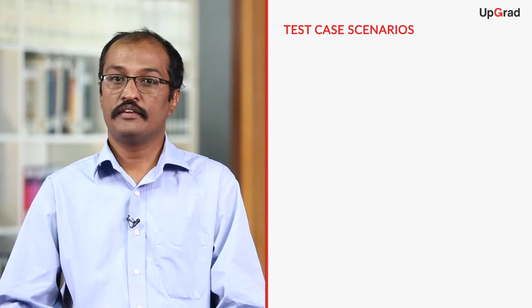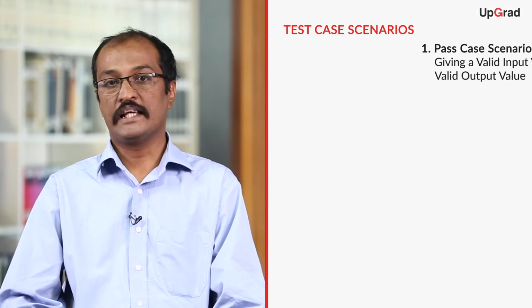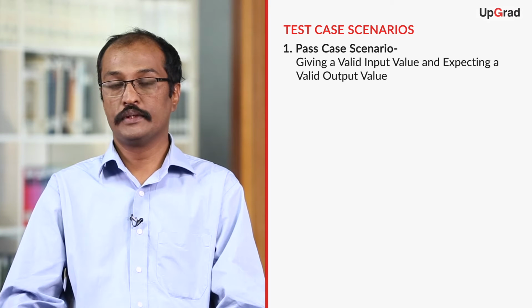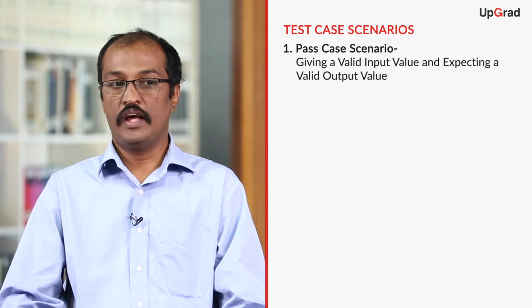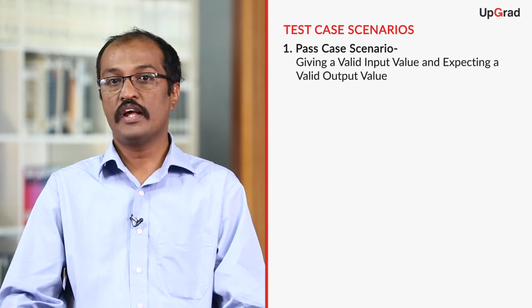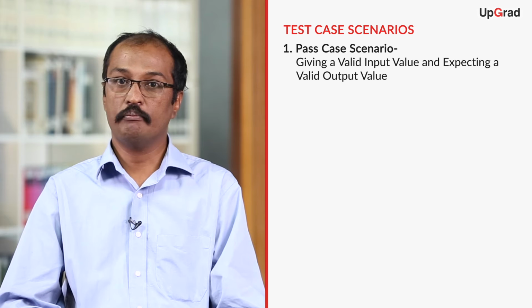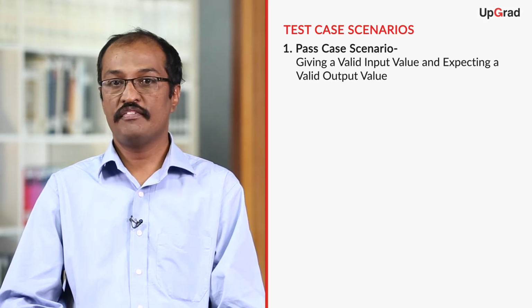When we are doing unit tests, we pass necessary data to the test case in order to execute a test. Based on the type of data that we are passing to the code, we can classify the unit test cases into three types. One is pass case scenarios. Pass case scenarios are where we give a valid input value, and for that valid input value we know the expected outcome, and hence we can verify it.